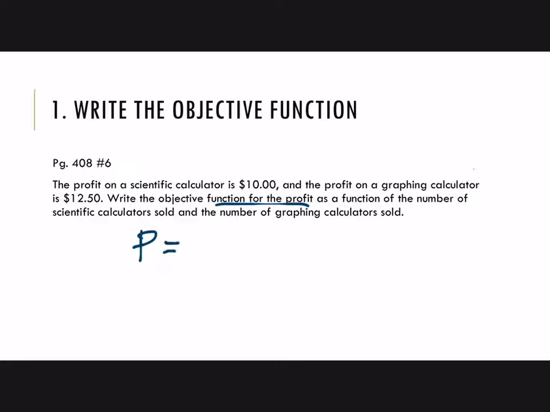And then I'm told that this should be written in terms of the number of scientific calculators and the number of graphing calculators sold. So I'm going to let the number of scientific calculators sold be x and the number of graphing calculators sold be y. All right? And then what I need to do is just write the two profits that are associated with those.